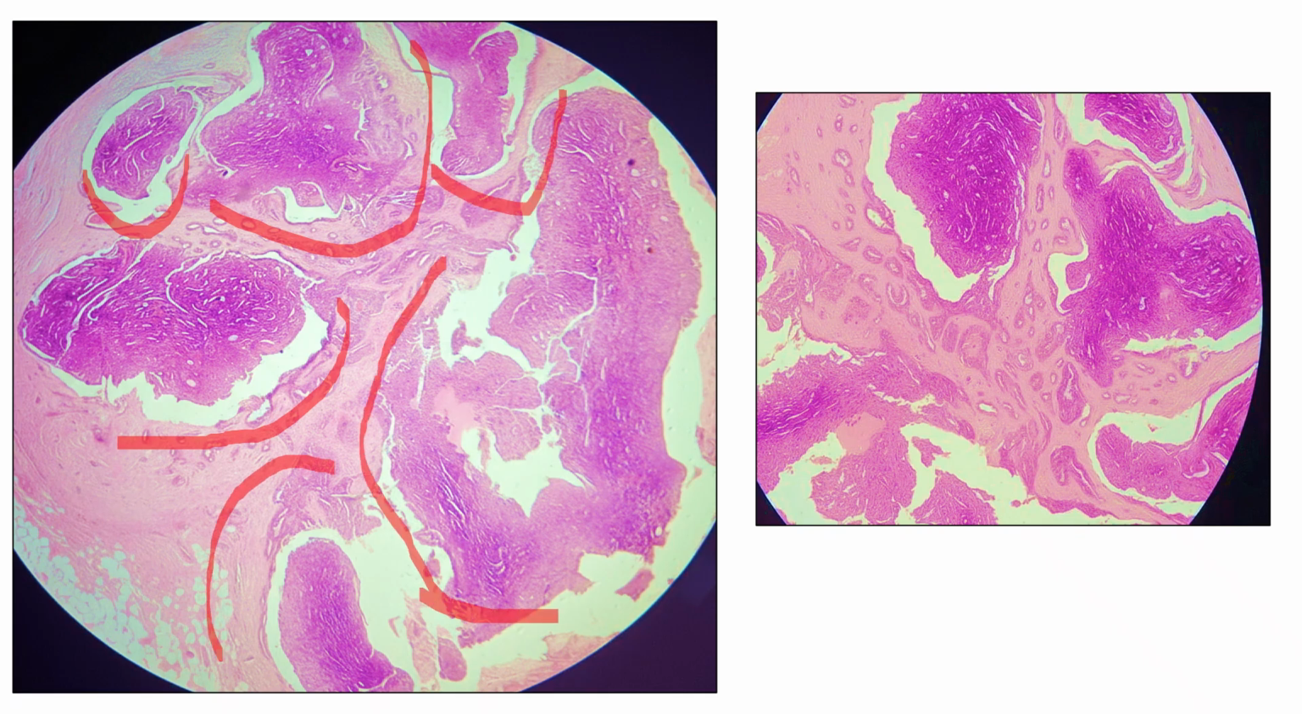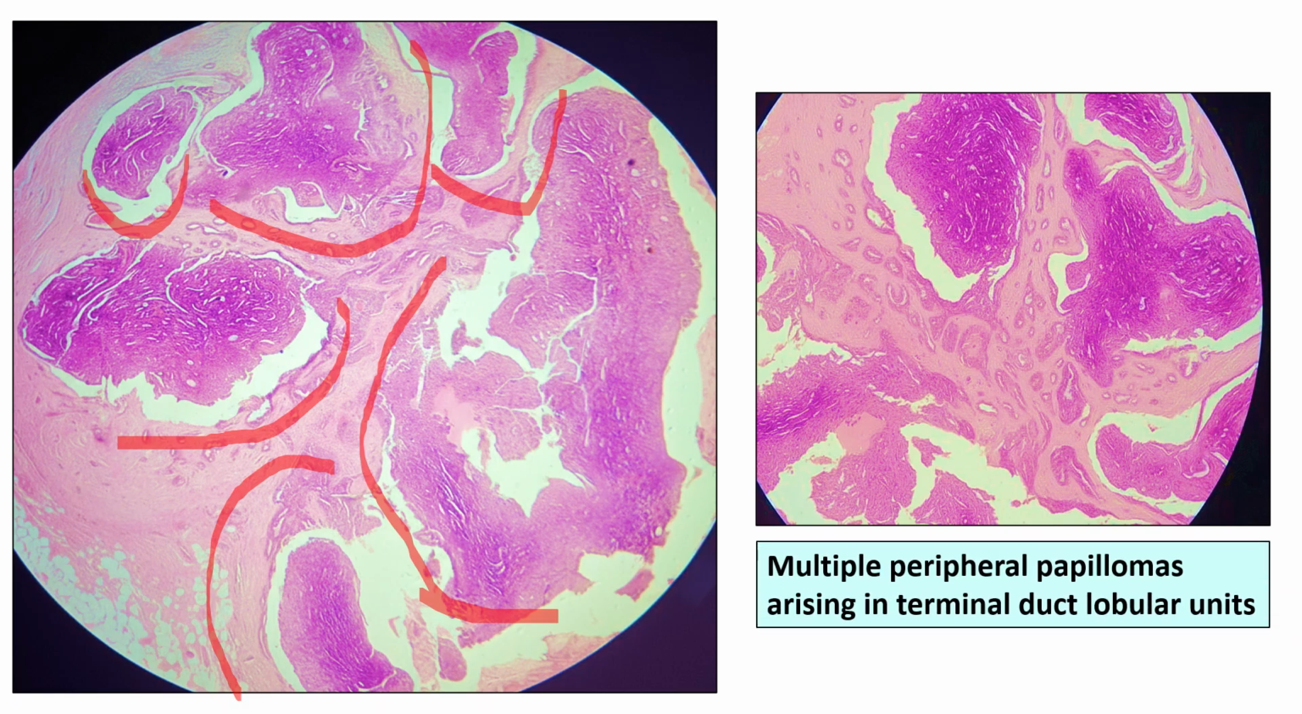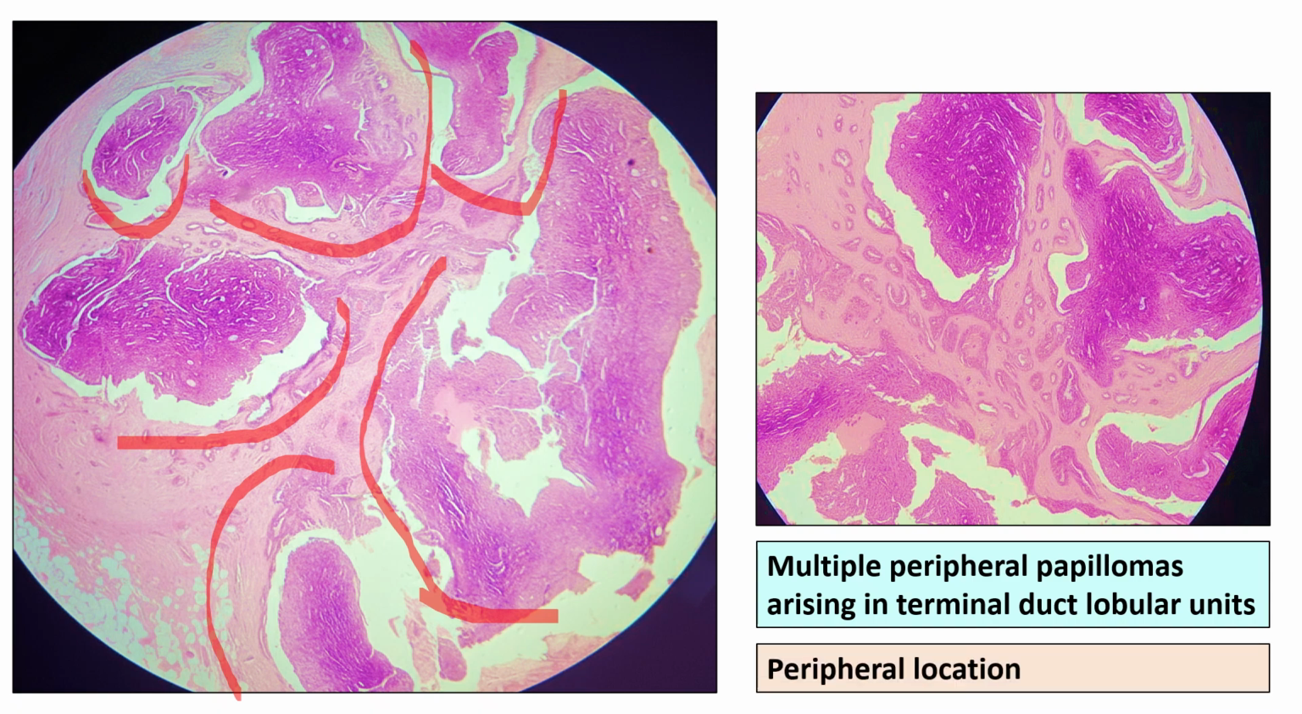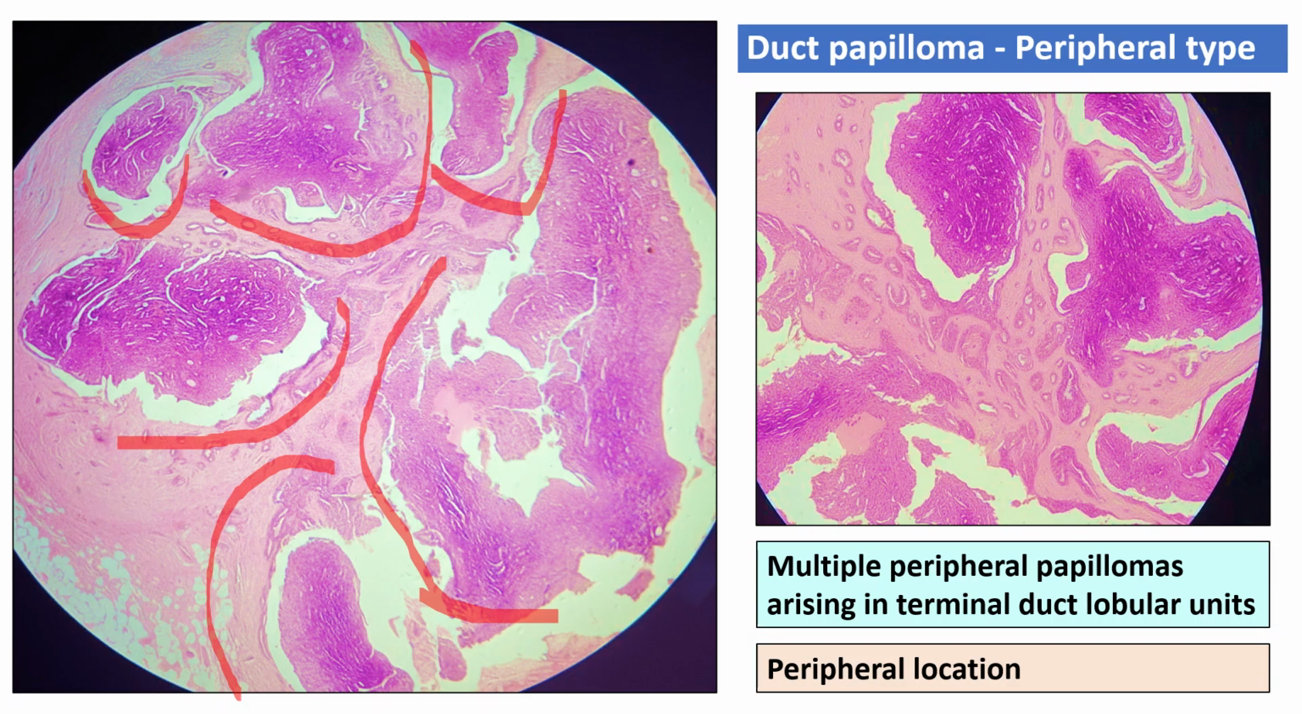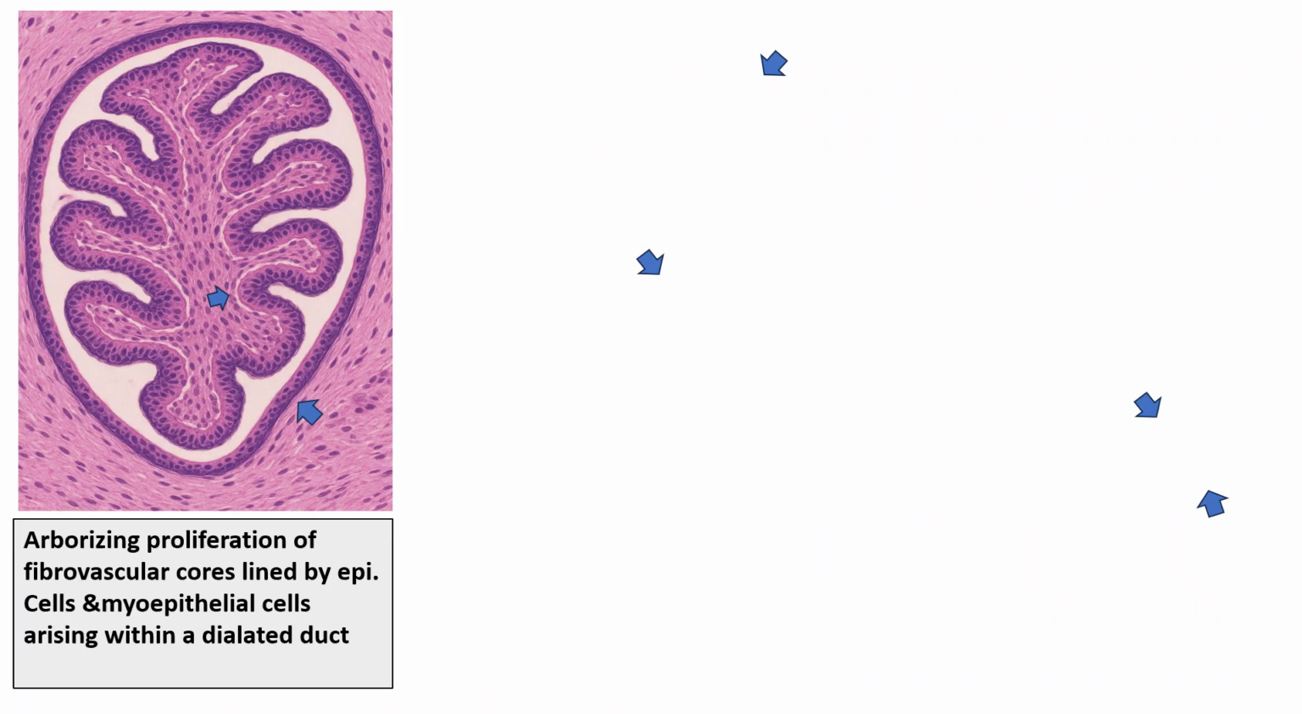So almost 5 ducts are involved by the papillary proliferation. So there is multiple ductal involvement. So it is known as peripheral papilloma. So intraductal papilloma, peripheral type. So you can see multiple peripheral papillomas arising in terminal duct lobular units, and it is located peripherally. Diagnosis will be duct papilloma peripheral type, but in our case scenario it is duct papilloma central type.